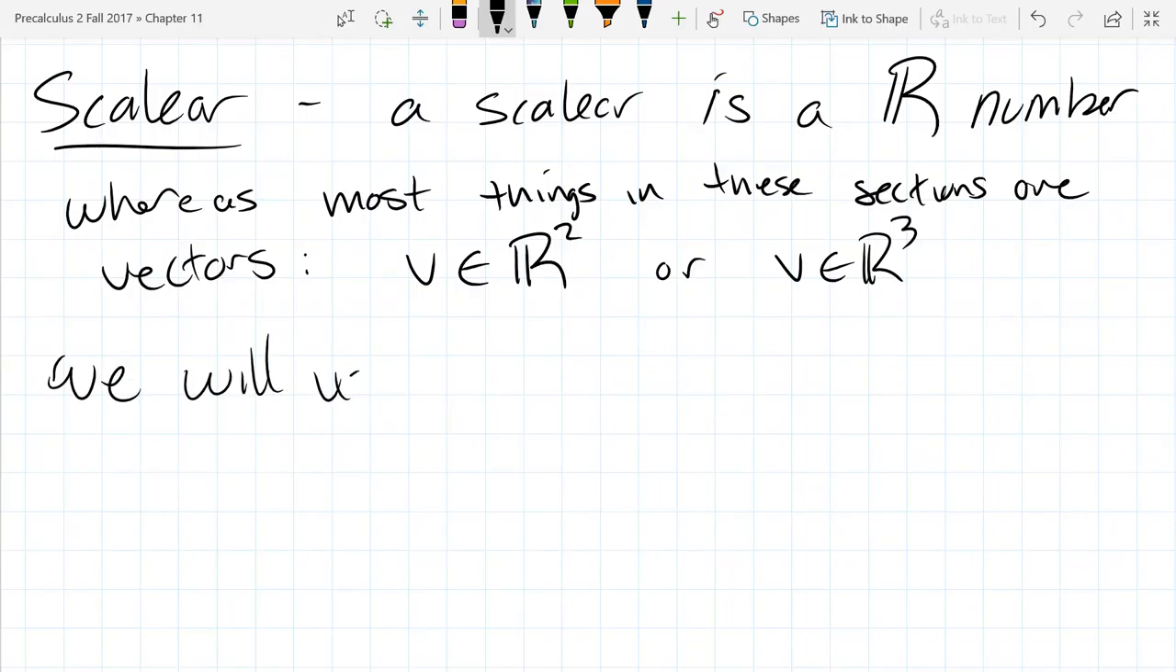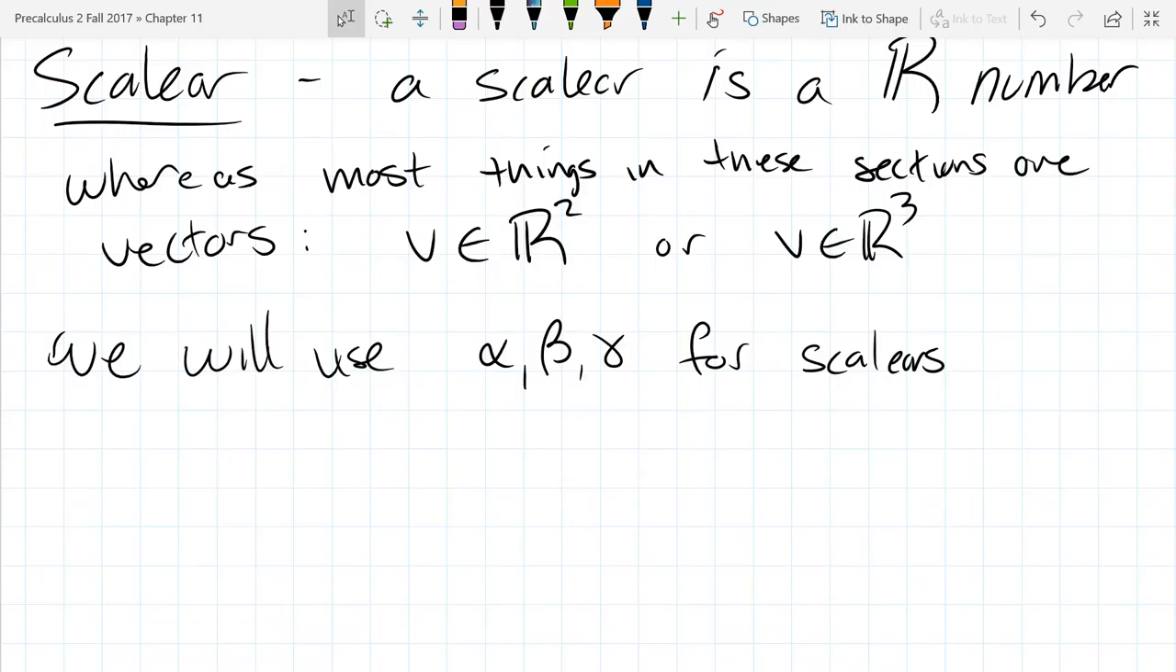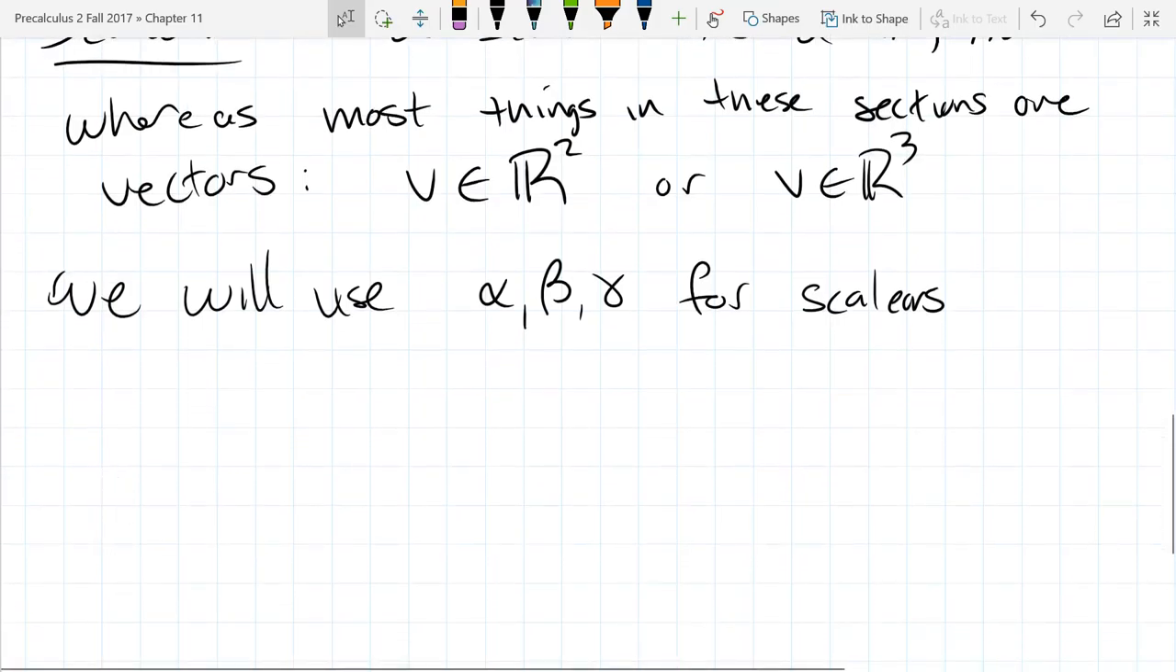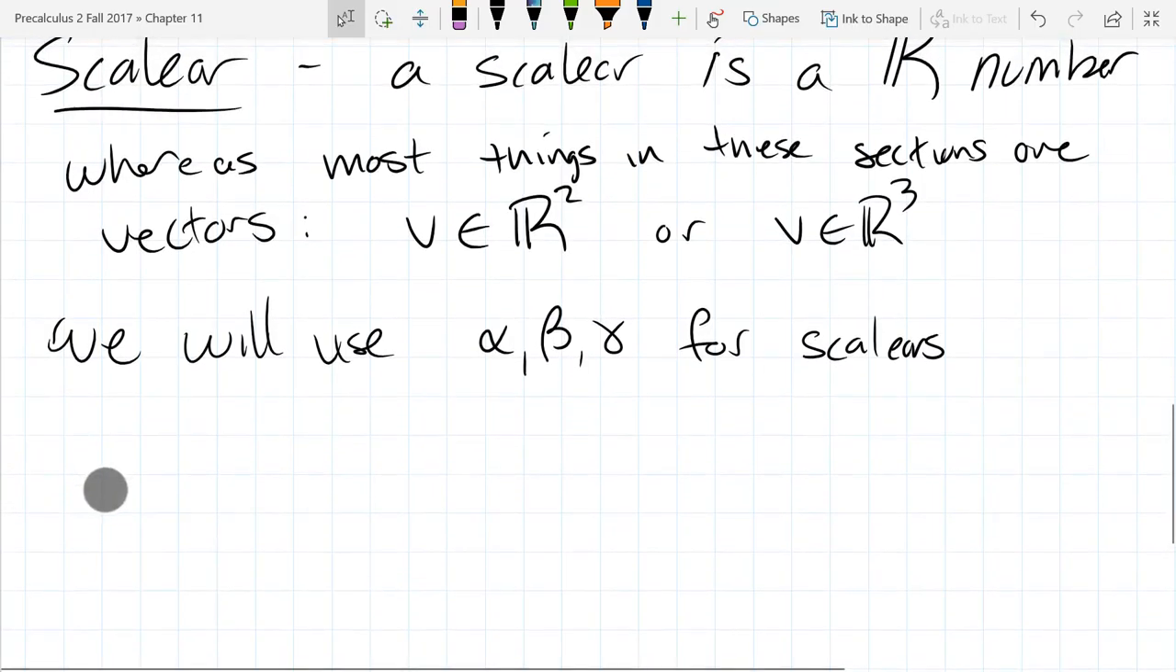So we will generally use alpha, beta, and gamma, Greek letters, for scalars. Now, if you can't write an alpha, you can basically use a lowercase a. For beta, you can basically use a capital B. Gamma, we don't really have a letter that looks like that, so that's one you just have to write out. It's sort of like an O, but not really. Or part of an 8, I guess. So we're going to use those for scalar numbers.